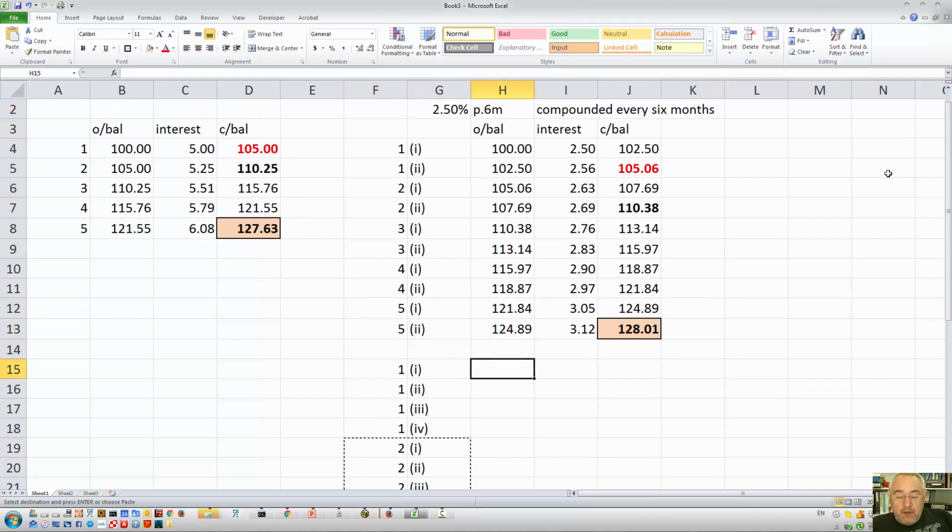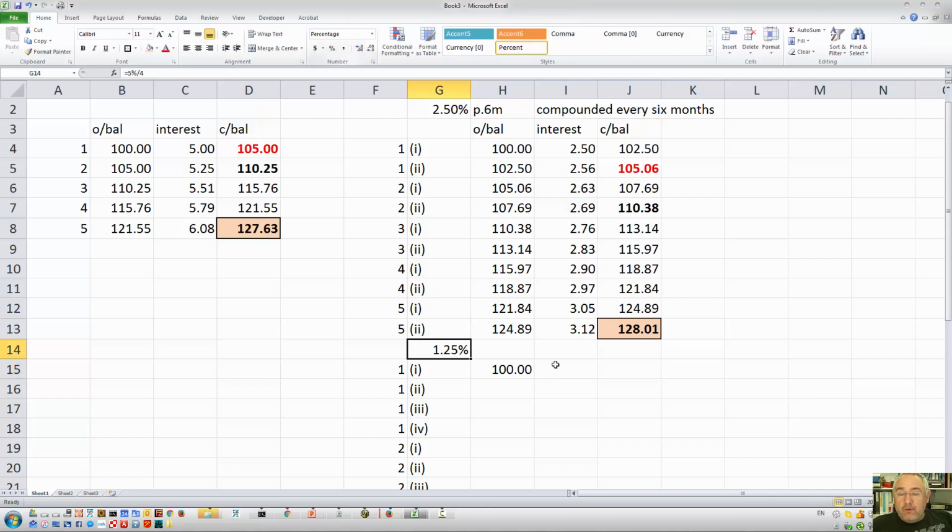So again, we start with $100. What's it going to be? Well, it's going to be 5% divided by 4 if you're compounding every quarter. So it's 1.25%. Okay, so let's calculate the interest. The interest is 1.25% times that opening amount. The total is going to be the same.